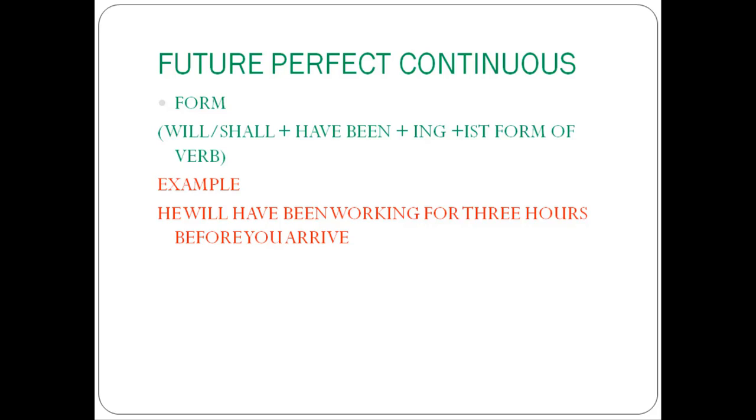So after future perfect tense, we move toward the future perfect continuous tense, and this is the last tense. In future perfect continuous tense, we use will or shall plus have been plus first form of verb plus ing. Example, he will have been working for 3 hours before you arrive.